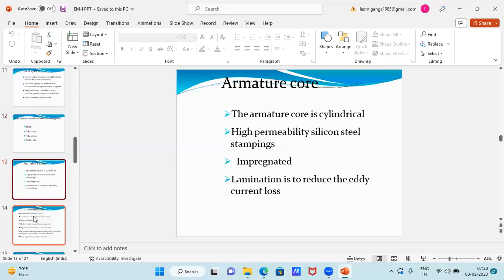Armature core. The armature core is cylindrical and it is made up of high permeability silicon steel stampings, and it is impregnated. The armature core is also laminated to reduce the eddy current losses.